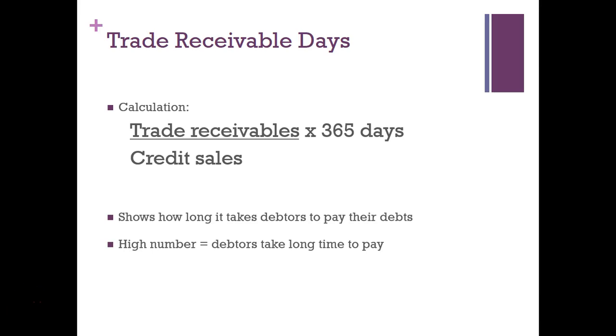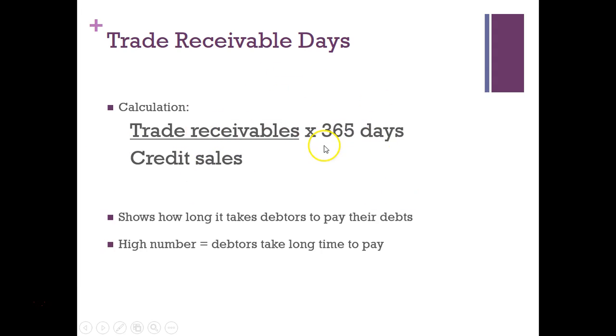So this is the next video, and this video is looking at how efficiently we're able to bring back our debts. For example, we sell on credit, and then we have this current asset of trade receivables. Now ultimately, when we sell, we would like to get all our money straight away. And this is a percentage.